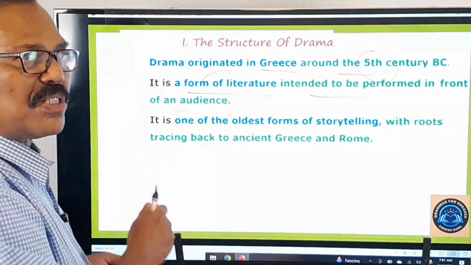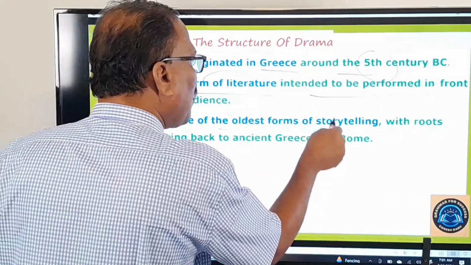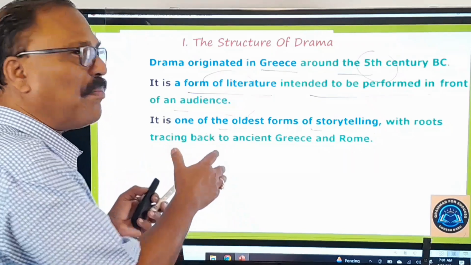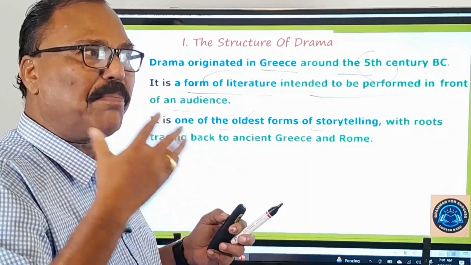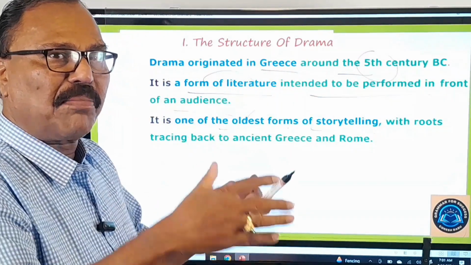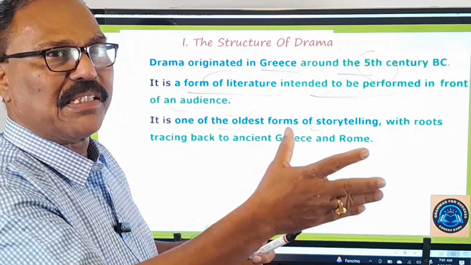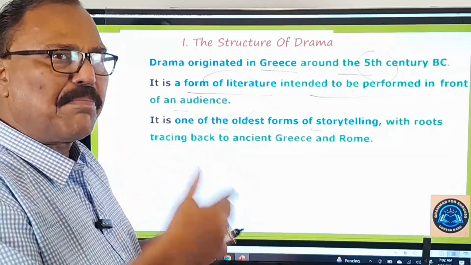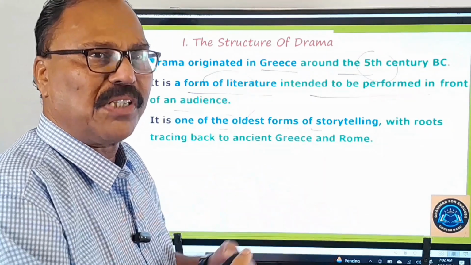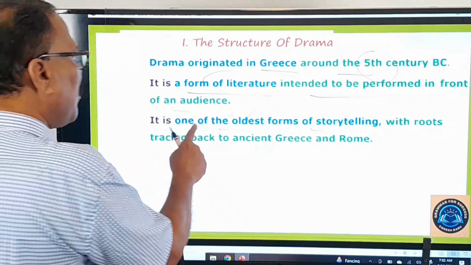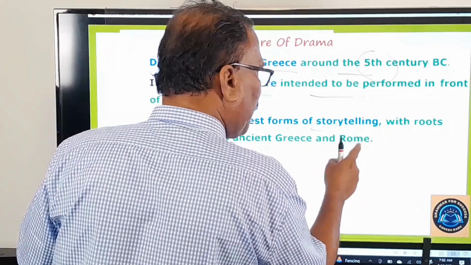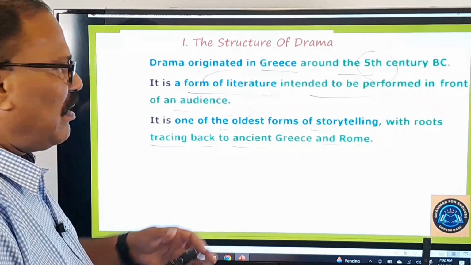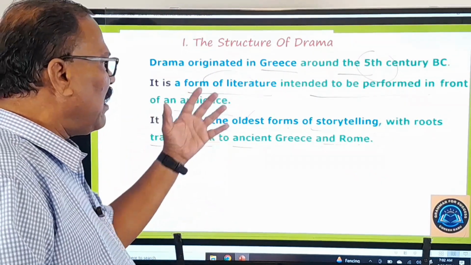And the third point about drama is it is one of the oldest forms of storytelling. This is a kind of storytelling, okay, and through drama even today people bring to the notice of the people the things that are taking place in society, the injustices being done to the poor, or several important social things. Here, it is one of the oldest forms of storytelling, with roots tracing back to ancient Greece and Rome. And you already know very well that the trace of drama is in Greece and Rome.